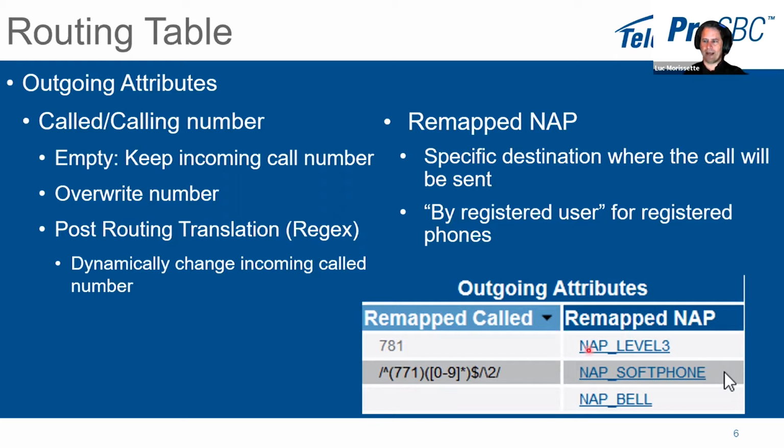Then here you have the remap NAP. That means where this call will go to. Here I have NAP level 3, NAP soft phone, NAP bell. Depending on which route it has chosen, the outgoing call will go to this one. The other option you have here for remap NAP is by registered user, which I showed you yesterday in the SIP registration training. If a phone is registered and you want to send a call to that SIP phone, you need to set at least one remapped NAP as by registered user, meaning it will be able to be reached.